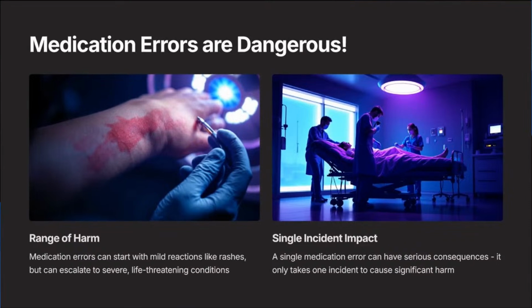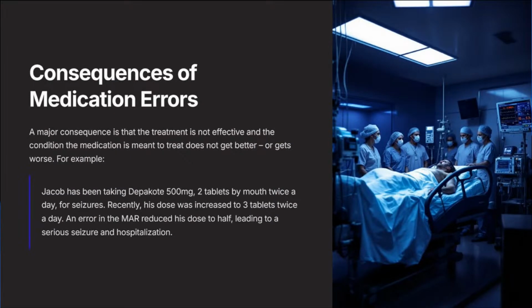So what is the range of harm? Medication errors can start with mild interactions like rashes, but can escalate to severe life-threatening conditions such as anaphylaxis. Single incident impact. A single medication error can have serious consequences. It only takes one incident to cause significant harm. Consequences of medication errors. A major consequence is that the treatment is not effective and the condition the medication is meant to treat does not get better, or it gets worse.